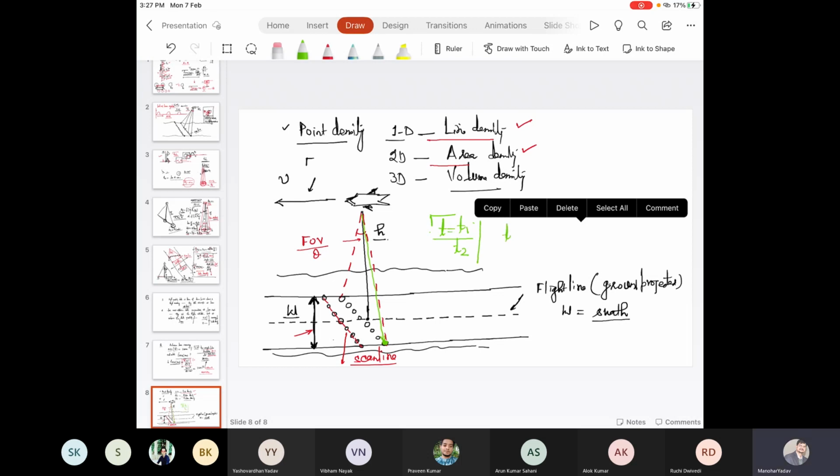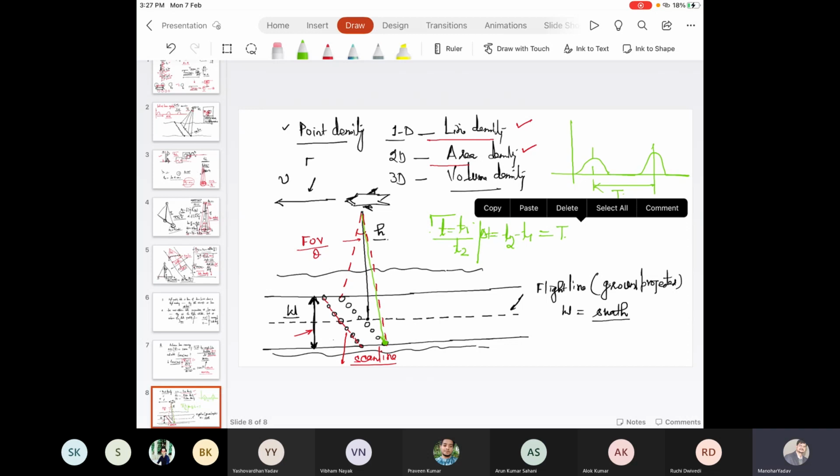What will be this t2 minus t1? After what time is the next laser pulse fired? T2 minus t1 is a time period. If I draw over here the first laser beam, then the second laser beam is fired after time t2. So this distance is how much? This is the time period. Am I correct?